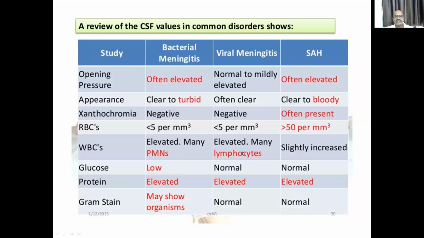In viral meningitis, the WBC are elevated. CSF glucose is normal. Protein is also normal. Actually, not elevated.